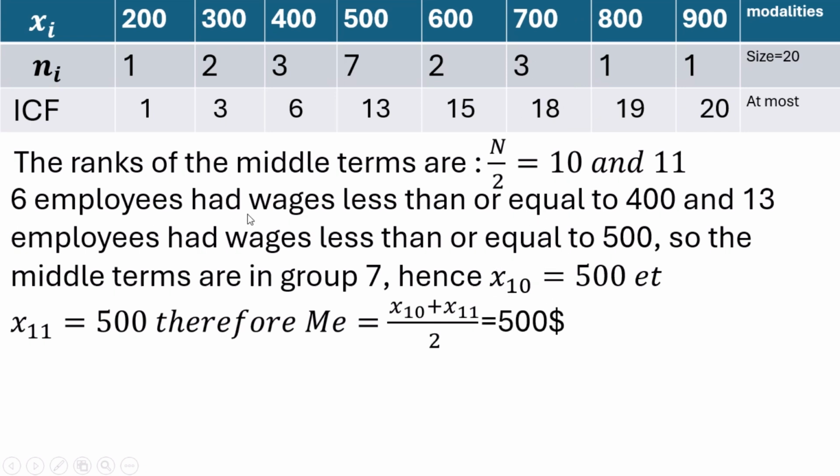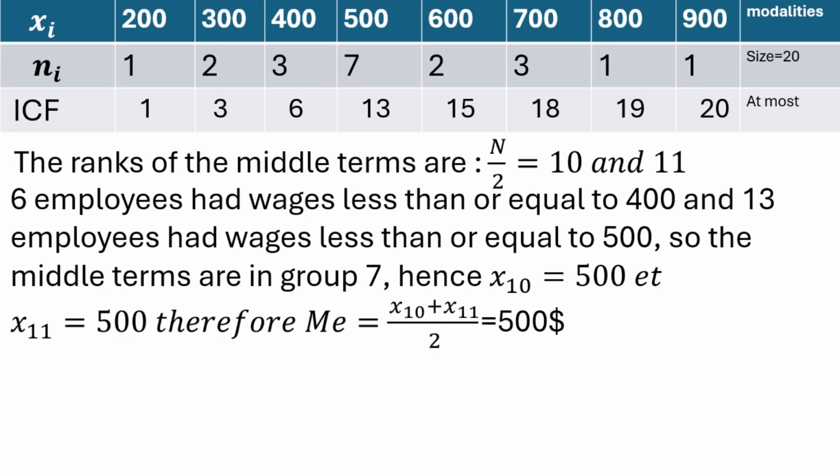6 employees had wages less than or equal to 400. Their salaries are less than or equal to 400. There are how many? 6 employees. And we have 13 employees. 13 employees had wages less than or equal to what? To 500.